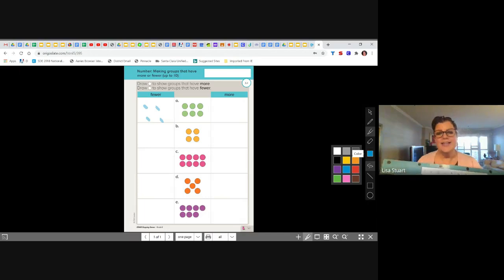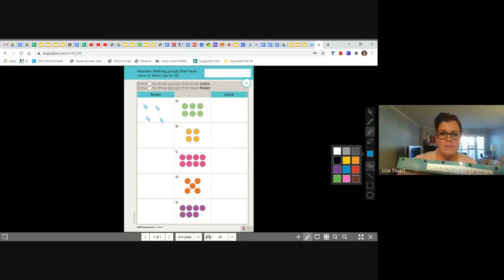Now, on the other side, I see it says more. So I want to draw a number of circles that is more than 6. If I'm using a number line, I can see which number comes after 6, and that would be 7 or anything after 7. I am going to use the same blue, and I'm going to do 7, and I'm going to count them as I draw them so I can keep track in my mind what I've got for my numbers. 1, 2, 3, 4, 5, 6, 7 is more than 6.